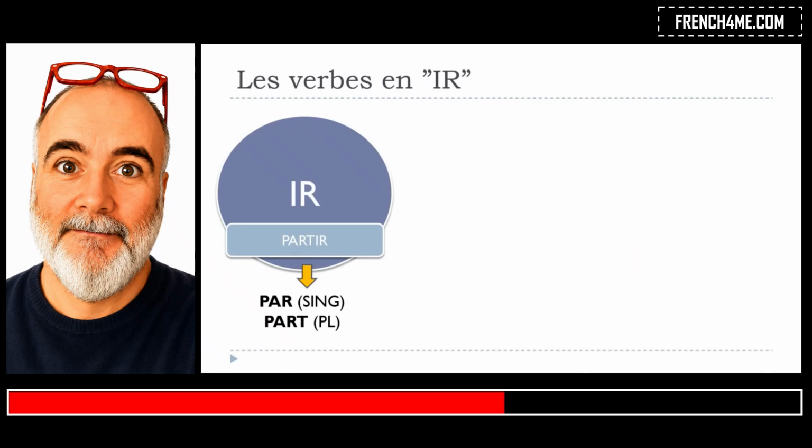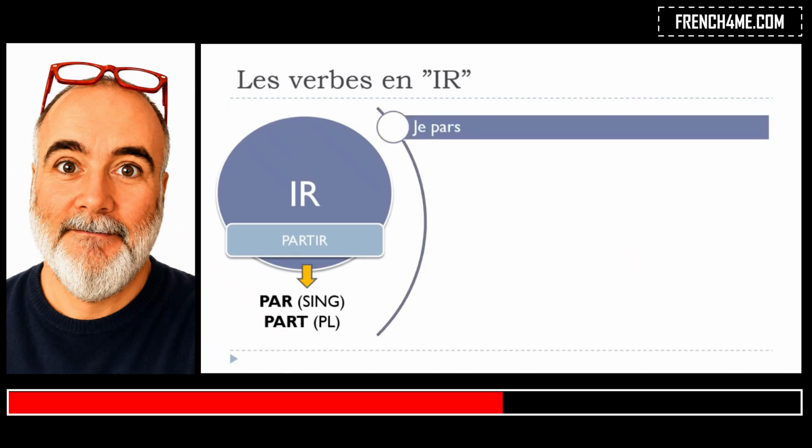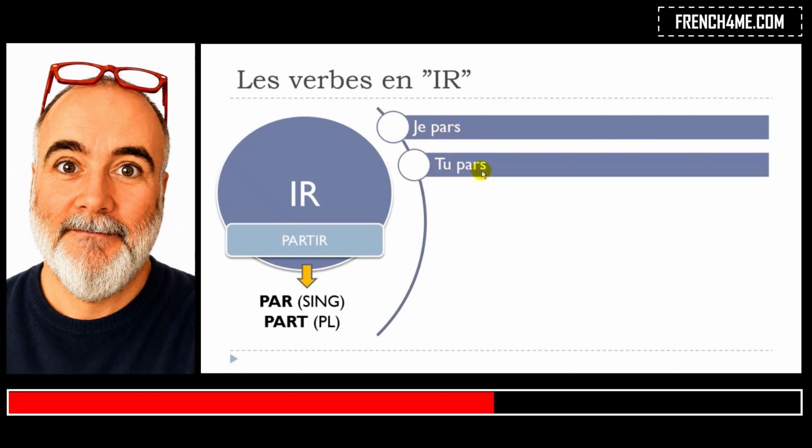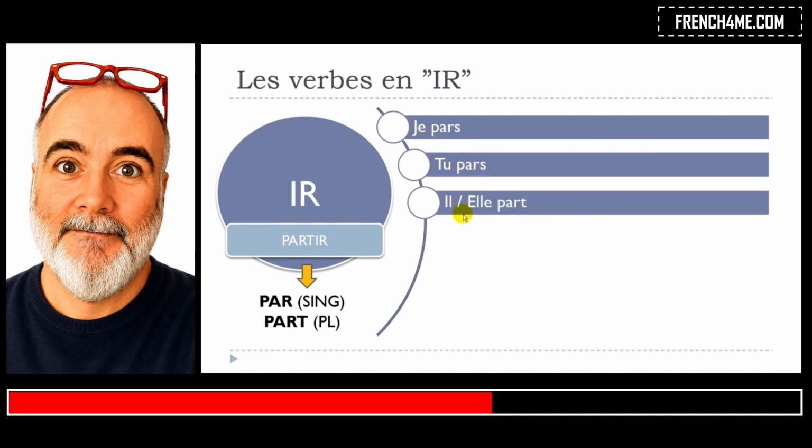So let's see how it will go, okay? So the first form will be je pars, okay? Remember, you put this S, you don't pronounce it. Je pars. Then you will get tu pars, il, elle part. So the first thing that you get to keep in mind, you get this final S, final T, but then you don't pronounce them. So phonetically, je pars, tu pars, il part, elle part.